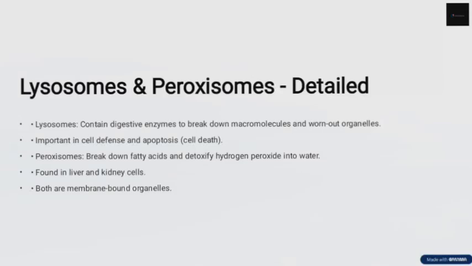Now, the peroxisomes also break down things, but what is broken down there is fatty acid, and it also detoxifies hydrogen peroxide. I doubt you will see hydrogen peroxide in the exam. You can see H2O2. You can write this down. This is the molecular formula for hydrogen peroxide. H2O2. That's hydrogen peroxide. So two hydrogen, two oxygen. You know, water is H2O. But when you add one more oxygen there, it becomes hydrogen peroxide.